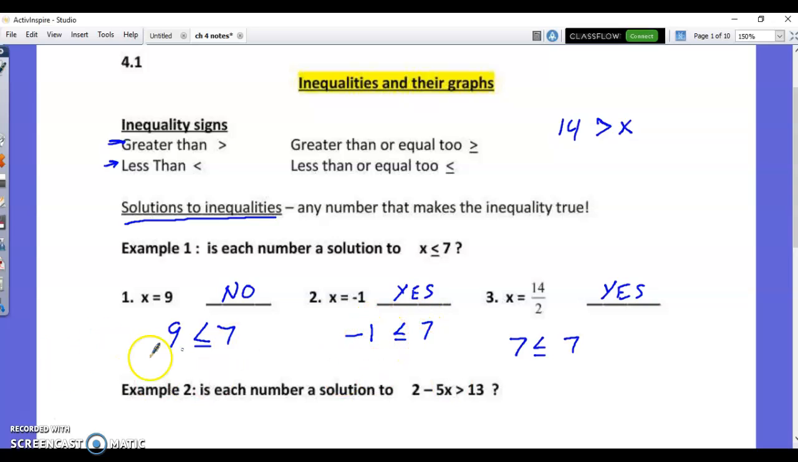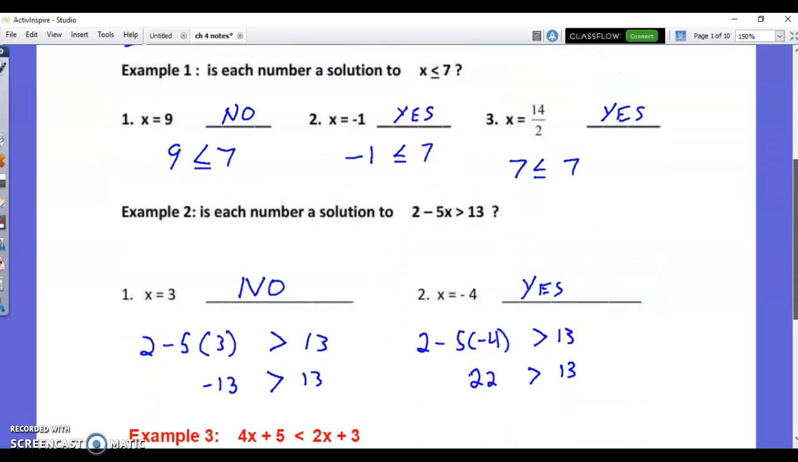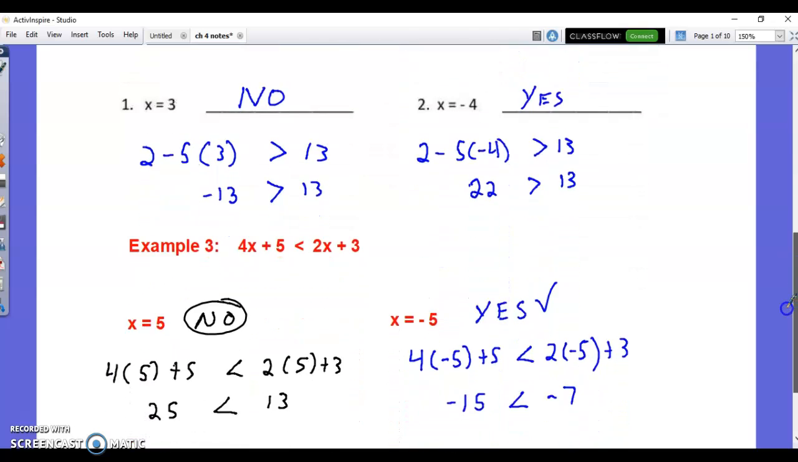Left to right, right to left. 9 is less than or equal to 7. 7 is greater than or equal to 9. No. Right? Negative 1, less than or equal to 7. 7 greater than or equal to negative 1. Yes. So you get the point there. All right? So this section is all about substitution and finding out whether a number makes the inequality true.